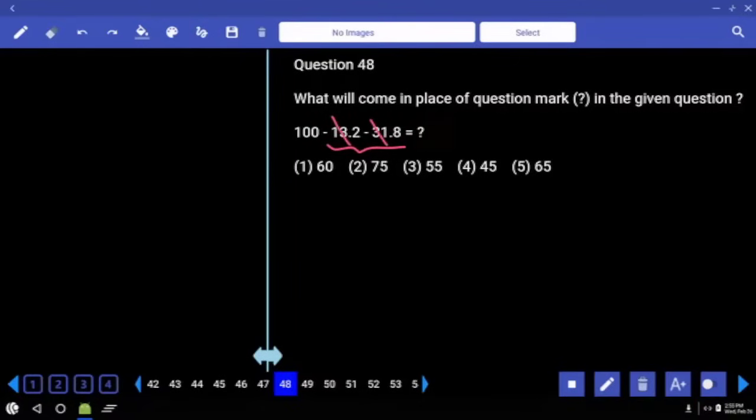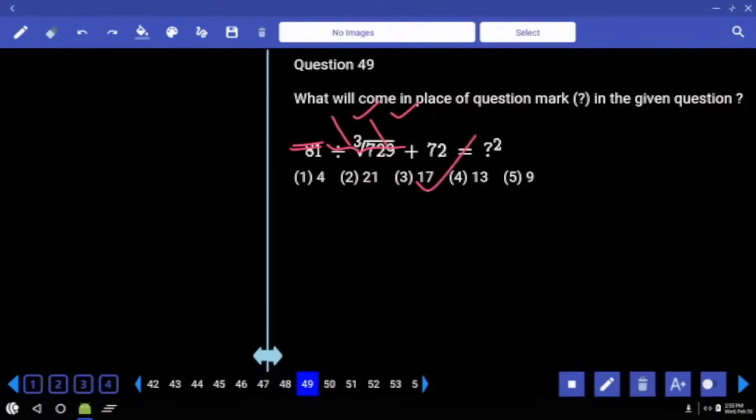31, 13, 44. 0.2, 0.8, 1. Total 45. Subtracted from 100. 55. Cube root of 729. 81 by 9. 9 is added to 72. 81. Which square is that? 9 square.